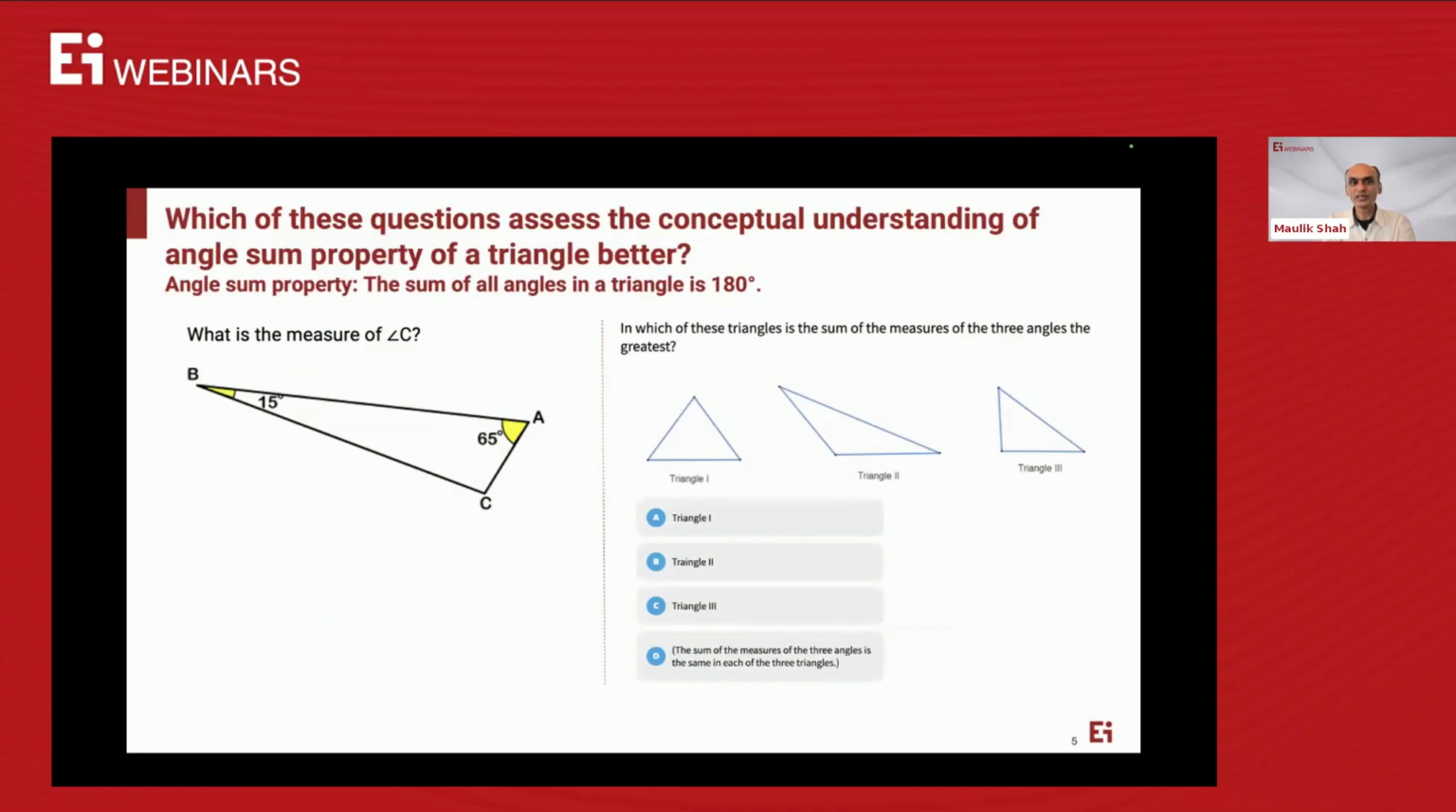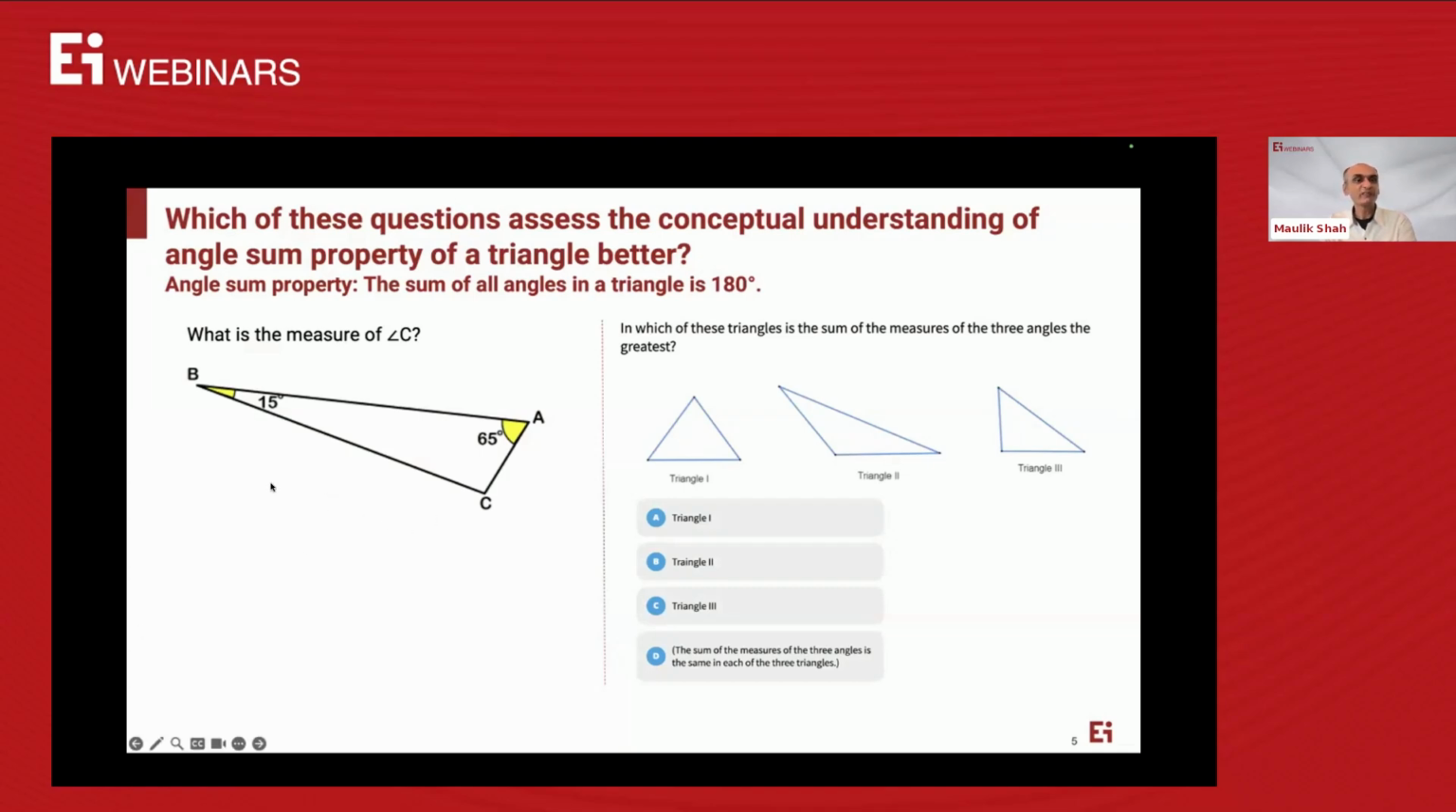Let's compare the two questions on screen. Which of the two assesses the conceptual understanding of the angle sum property of a triangle the best? The one on the left or the one on the right? For the entire webinar, the examples are just representative of the key messages. So let's focus on the key messages being driven through them, not too much on the examples themselves, which grade they are in, what concepts, and things like that.